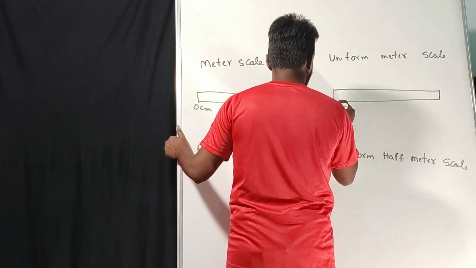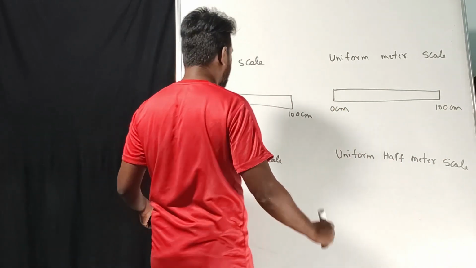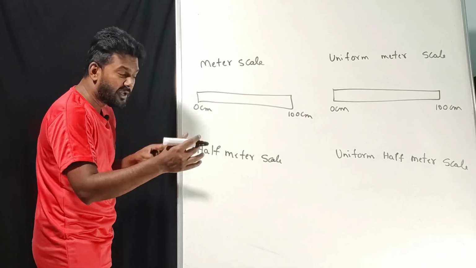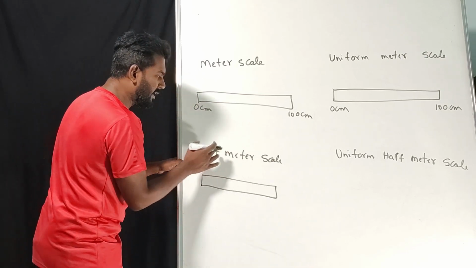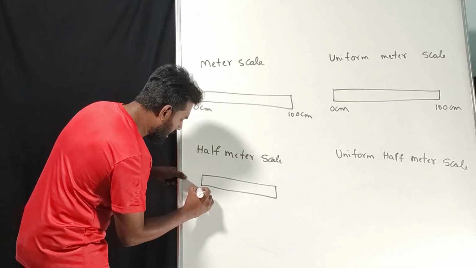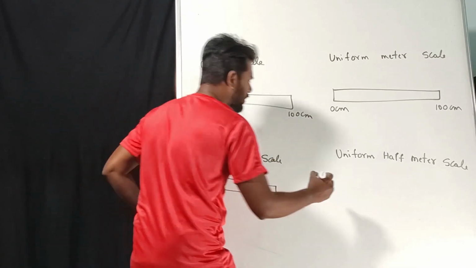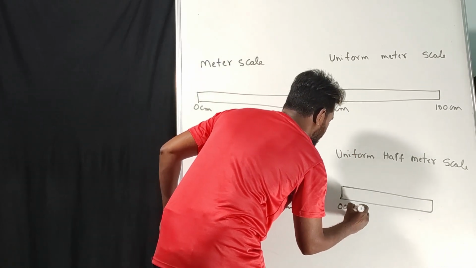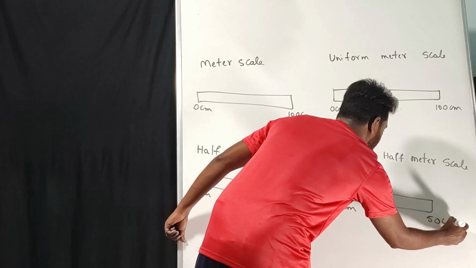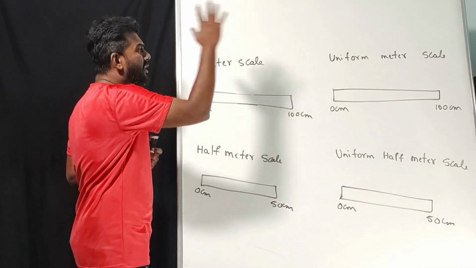Uniform meter scale also will start from 0 to 100 centimeter. Then half meter. Half meter means half of the meter, it will start from 0 to 50 centimeter. Uniform half meter also will start from 0 centimeter to 50 centimeter. Okay, now we will understand the difference between meter scale and uniform meter scale.